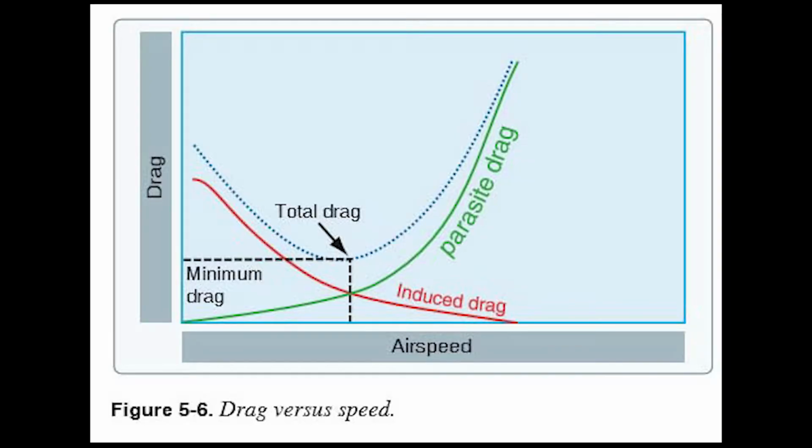Well, to an extent. But you'll also see here the green line on figure 5-6 is parasite drag. Well, parasite drag is just the drag of the whole airplane structure moving through the air. The fuselage, the wing, the tail, the landing gear, all of it. And as you move faster and faster, the air pushes against the structure more and more, and you get more of what's called parasite drag.